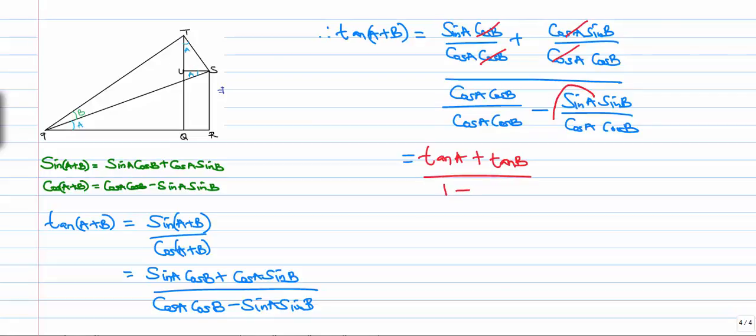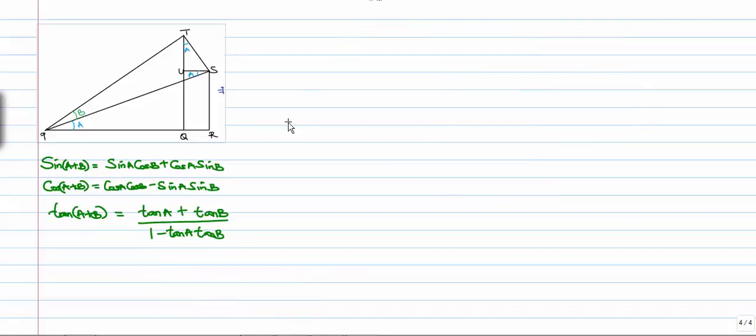So for the first part, cos B cancels out. You remain with sin A over cos A, which is tan A. Second part, cos A cancels out. Sin B over cos B is tan B. And the third part, cos B over cos B, that is 1. And the last part, sin A over cos A gives us tan A, and sin B over cos B gives us tan B. And those are the compound angles for tan A plus B.